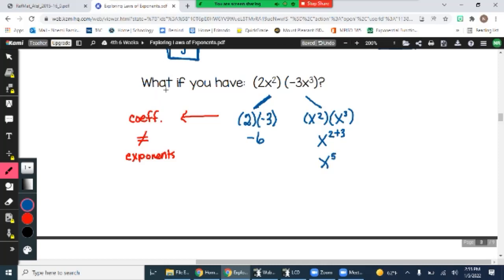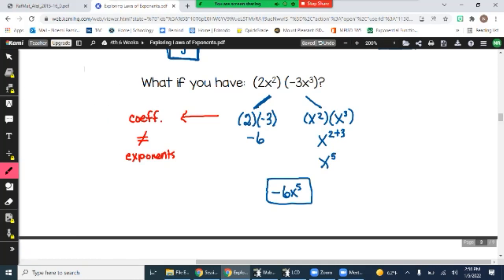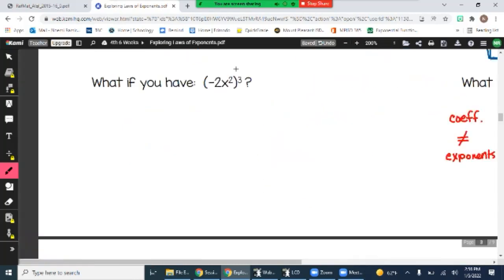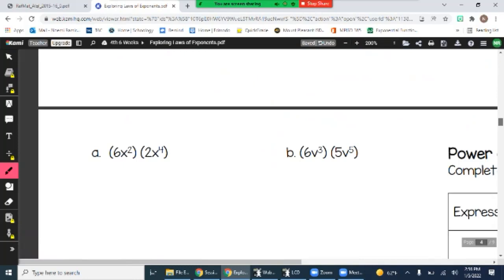Once you're done working through each group, you can just go to the very end, put them together. And that is your answer. -6 times x to the power of 5. Okay? 4 more examples, just like this one. Ready? Questions? Biggest takeaway on this example, coefficients and exponents are not the same. They are not to be treated the same.